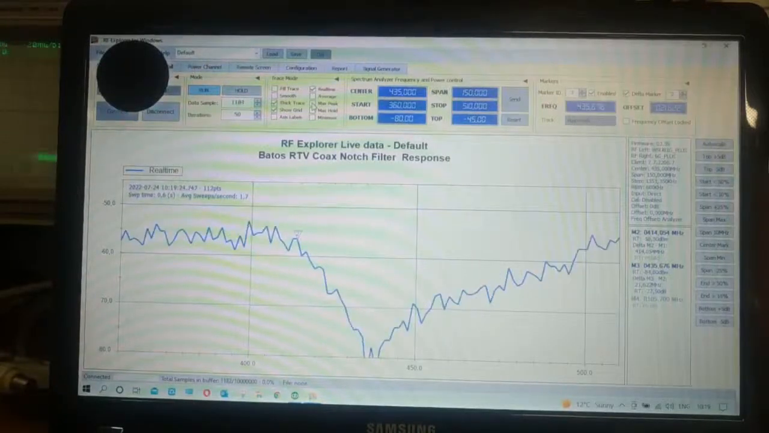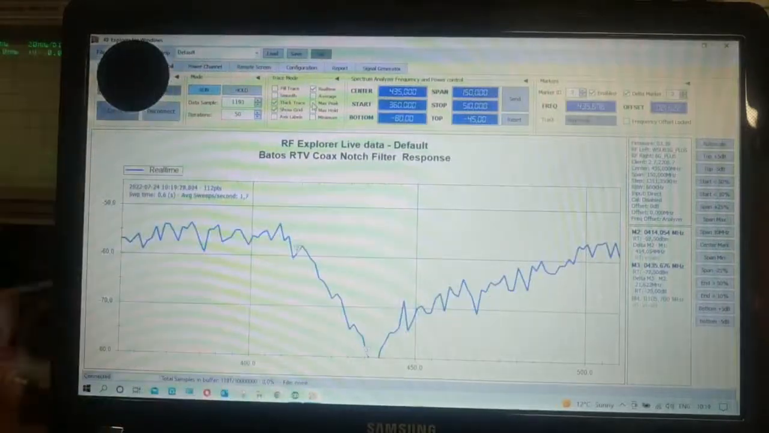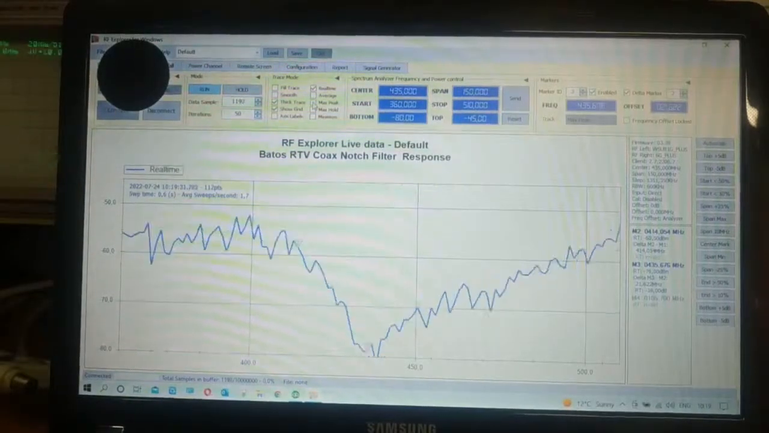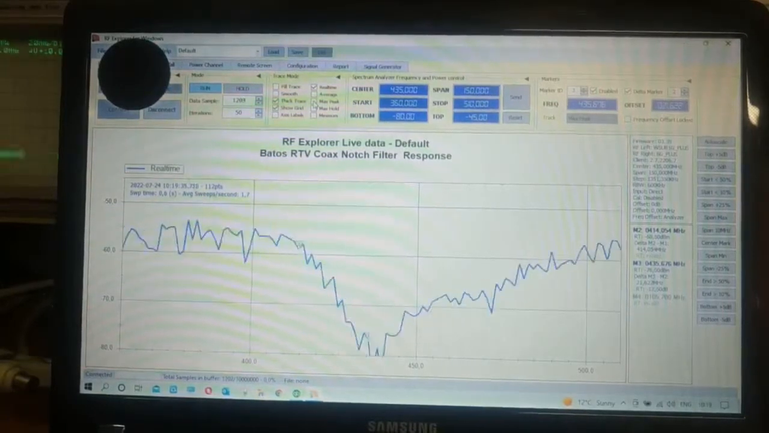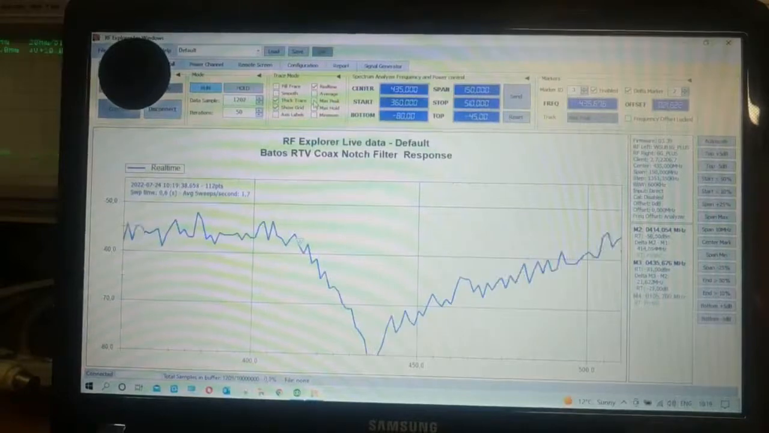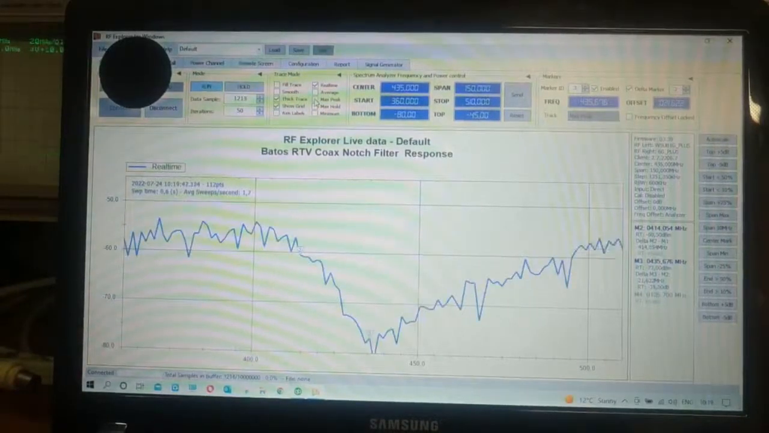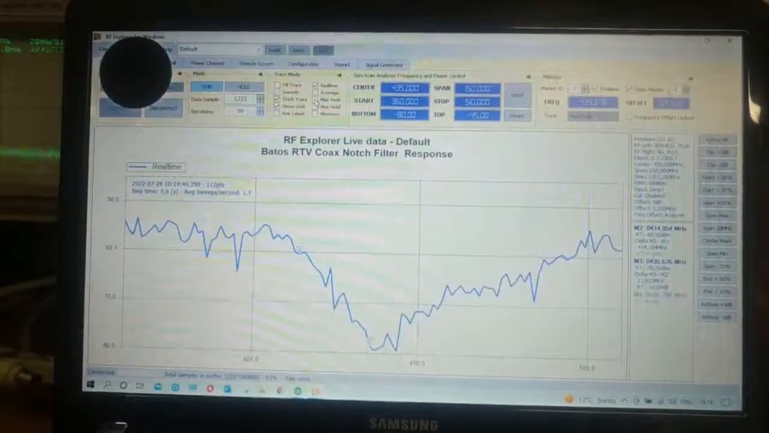Hi, today I'm going to talk about coax notch filters. What is a coax notch filter, where is it used, and what is it all about? I'm going to demonstrate one of the notch filters that we make, and you can grasp the concept of what it's all about.